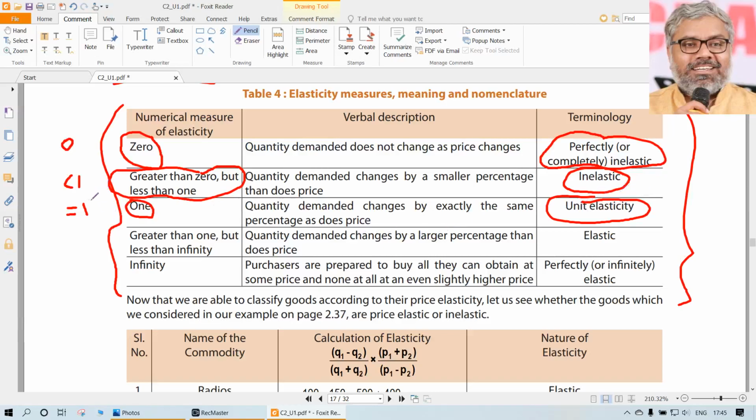What does it mean? The numerator is less than the denominator. What is the numerator? Percentage change in quantity demanded. It is less than the percentage change in price. That is less than 1. Equal to 1, naturally numerator and denominator are both the same, which means the percentage change in quantity demanded and the percentage change in price are both the same.